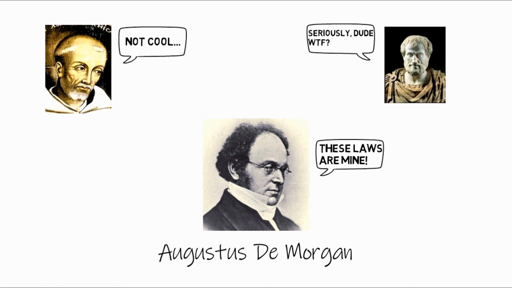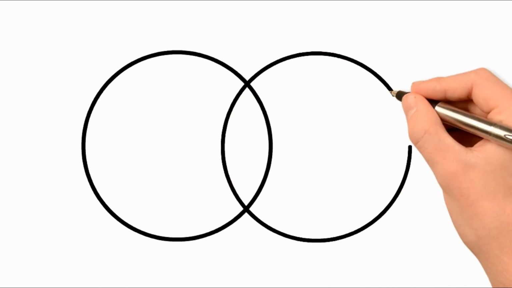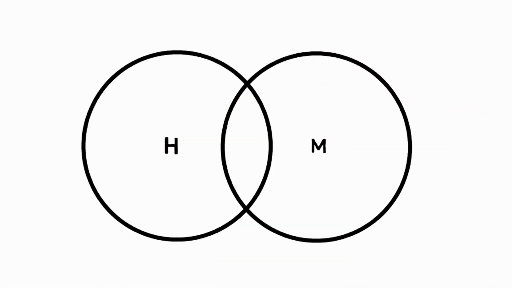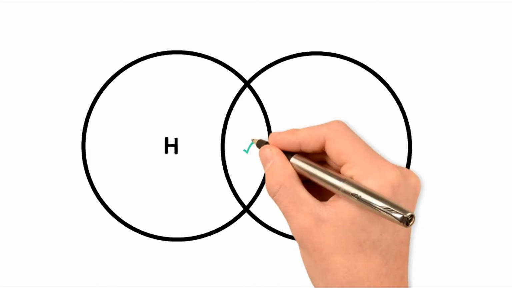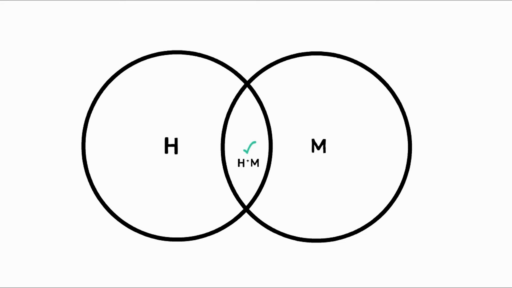Okay, so what's going on here? Why do these expressions help us to translate conjunctions and disjunctions? So once again, to demonstrate the reasoning behind these, we're going to look again at our Venn diagrams. So we're going to make two circles. This circle on the left is going to be H. This circle on the right is going to be M. And where they overlap is where we would identify the expression H and M.